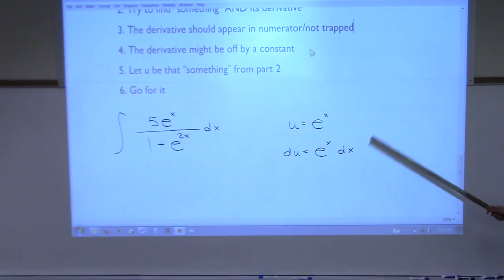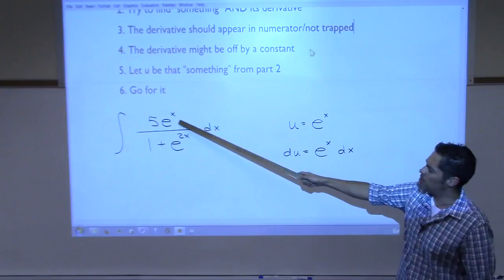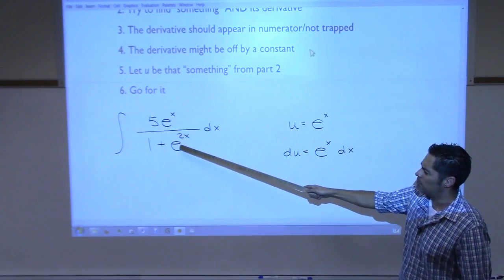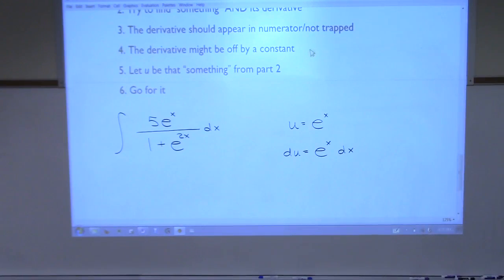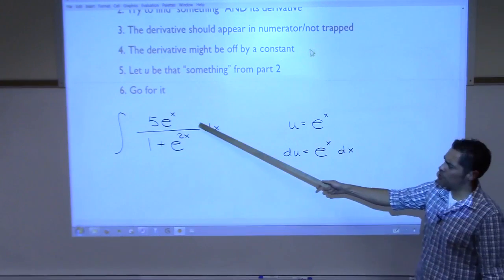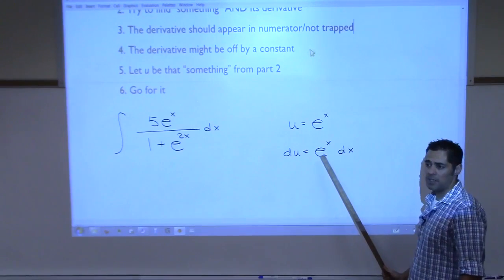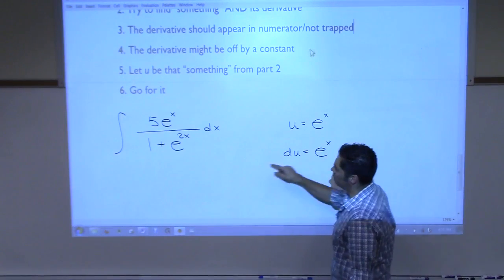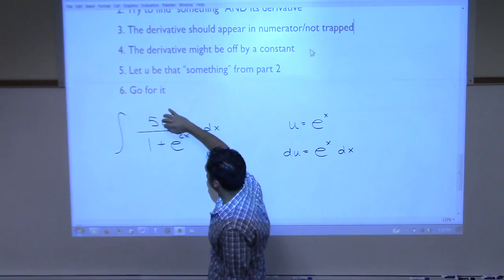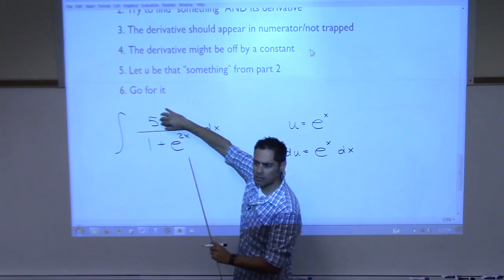Where's the u in the problem for you, Austin? Are you looking at this as being your u? What are you thinking? I was thinking the top. Okay, so if the top here is u, then the derivative of it needs to be somewhere. Where is e to the x? You're already using this as u, right? So where is e to the x in here? It's down there.